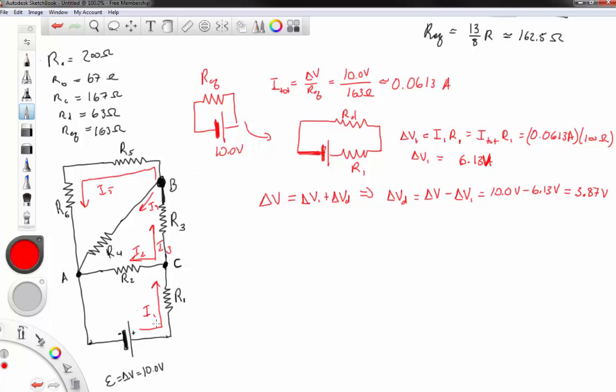But what is delta VD actually showing us? Well, we could redraw VD, because this and this are equivalent to points C and point A. So delta VD is actually the voltage drop between A and C. So delta V for A and C is 3.87 volts. That's one of the things we were looking for.